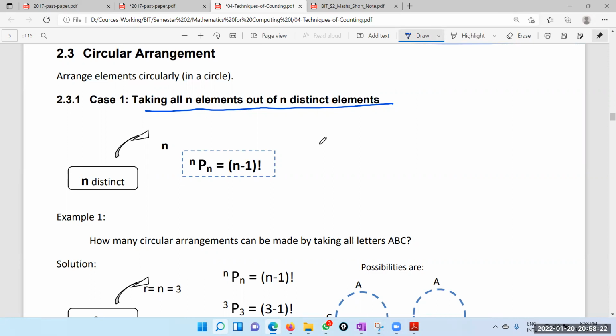Say assume that I have A, B, C. 3 letters A, B, C. How many ways? Now 3 distinct elements, and we are going to take all 3 and arrange them in a circular way. So therefore the answer is factorial 3 minus 1, which is factorial 2. Factorial 2 is 2 into 1.